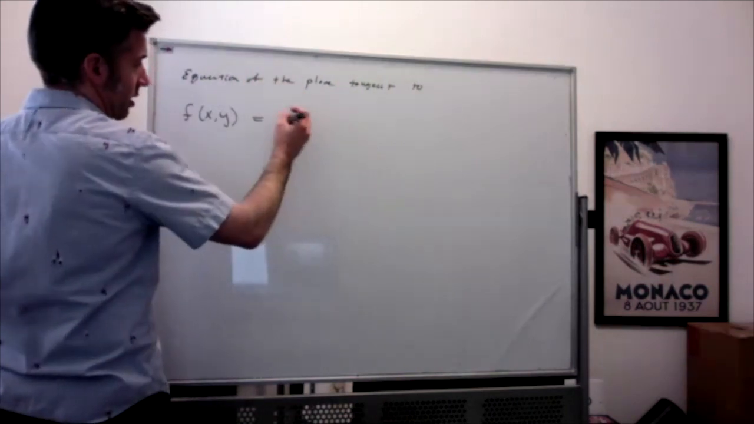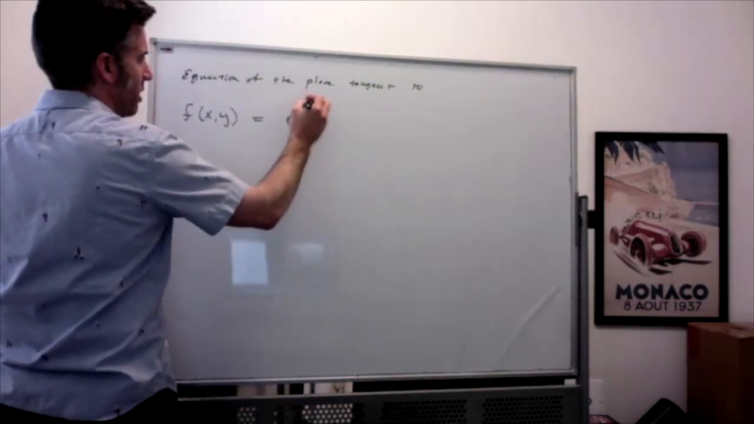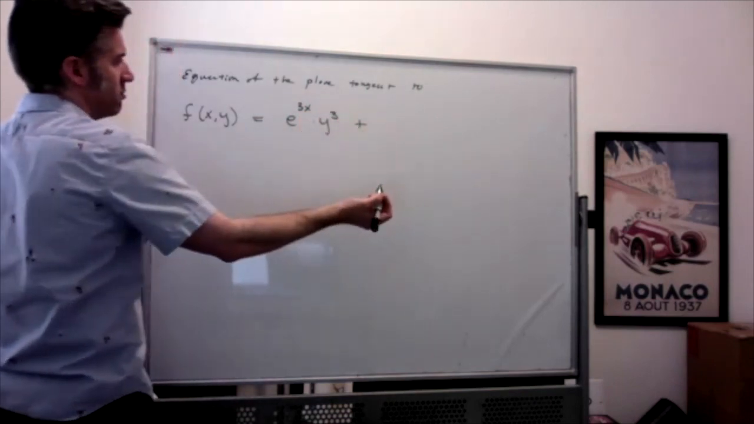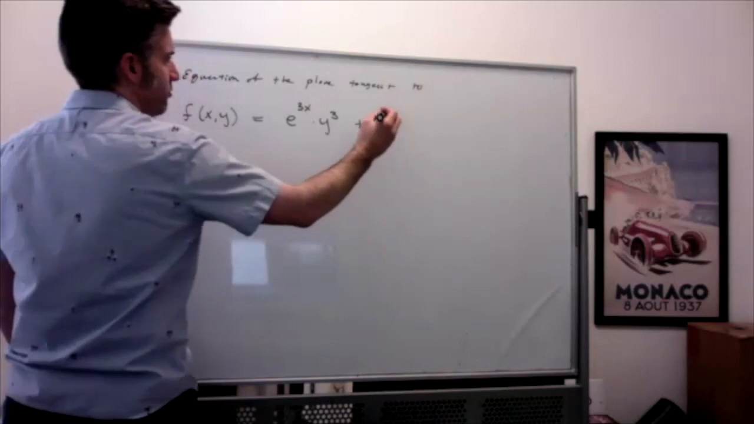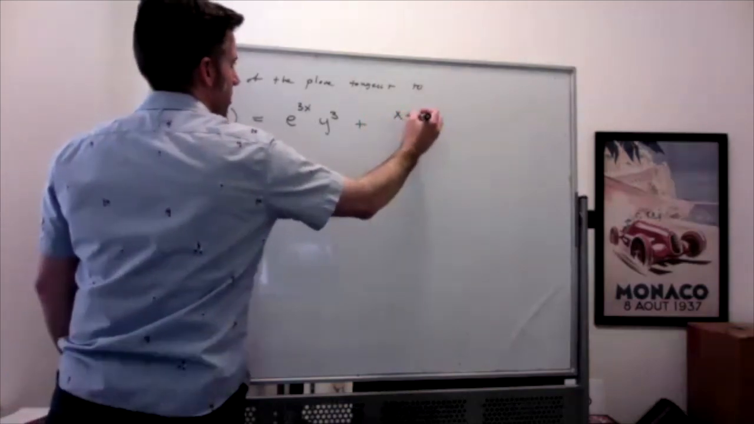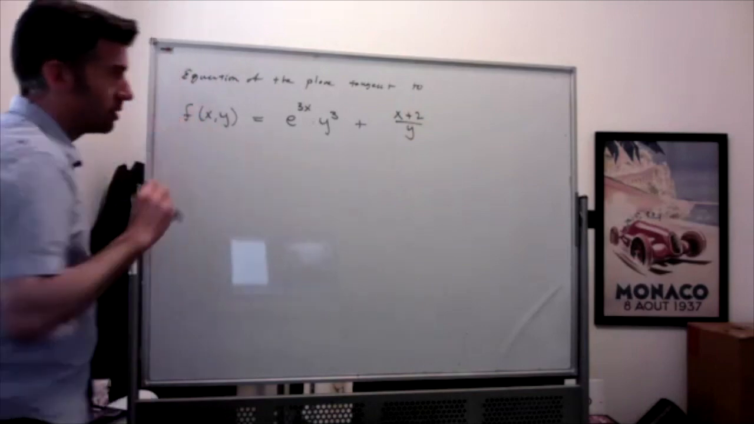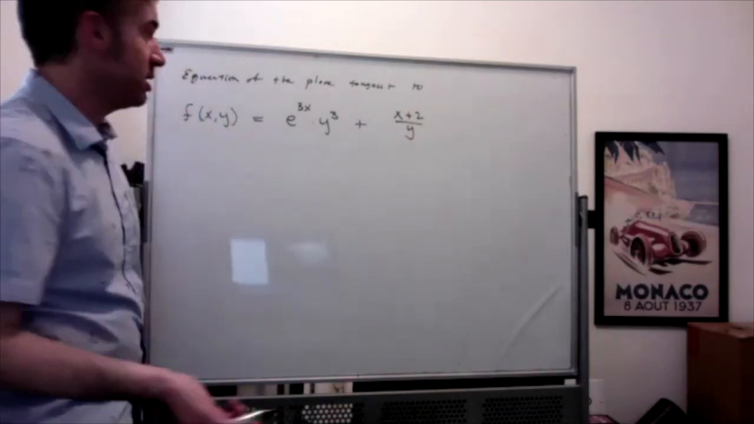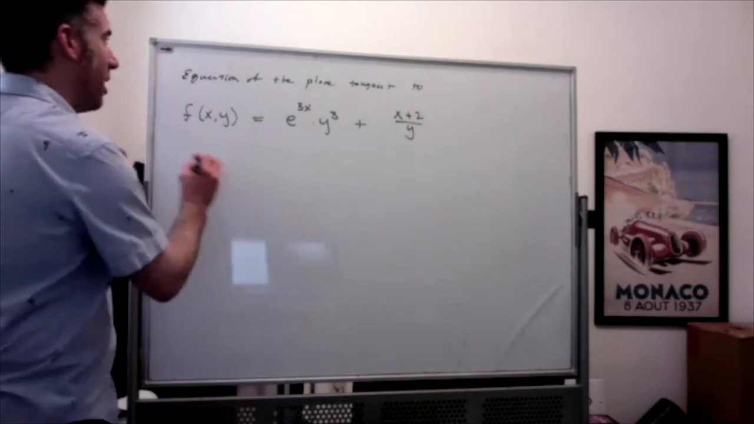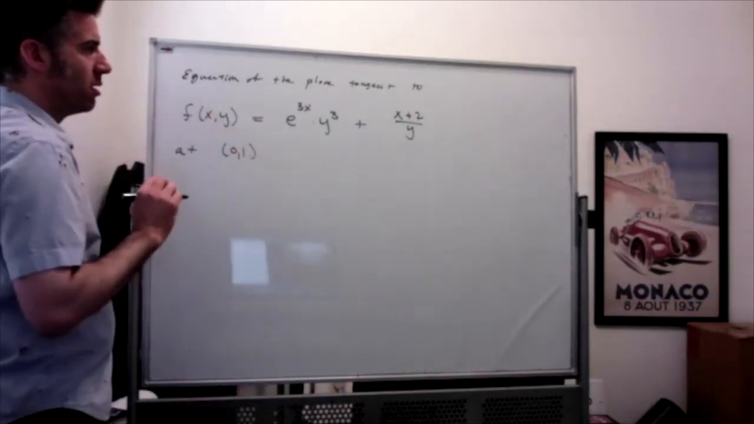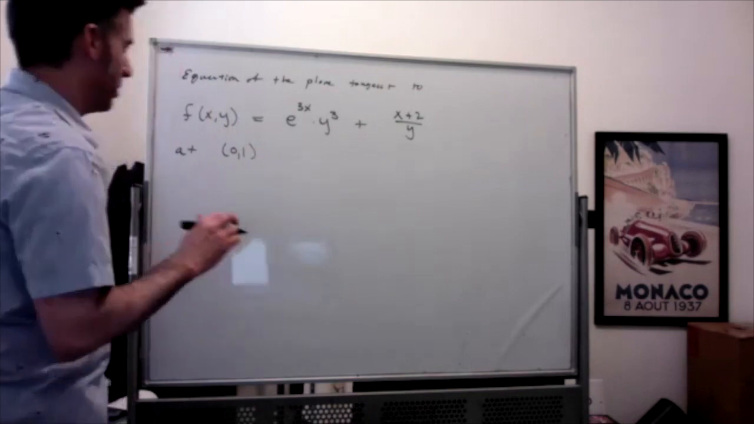Let's say e to the 3x times y cubed plus x plus 2 divided by y. Okay, so let's go ahead and find the equation of that tangent plane. I've got to pick a point, at the point 0, comma 1. All right, let's do it.